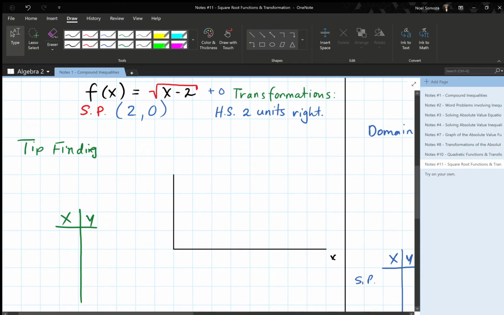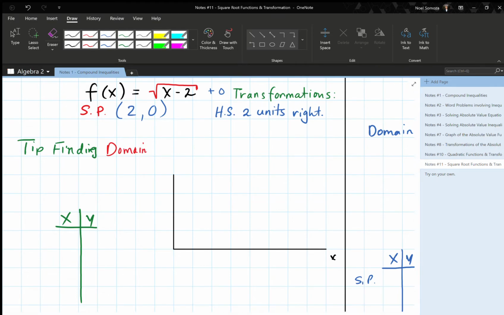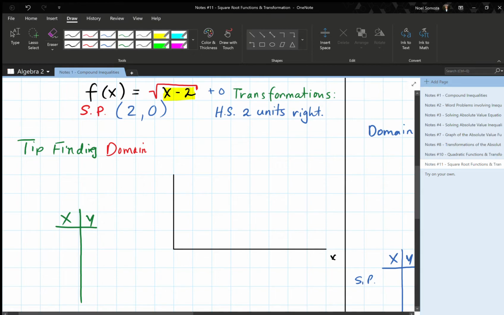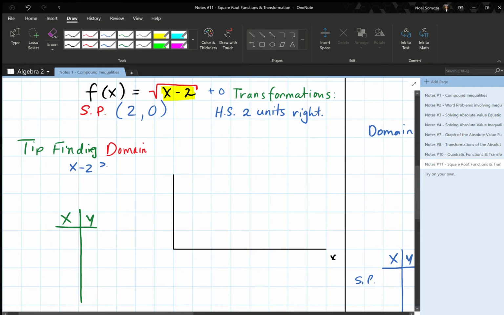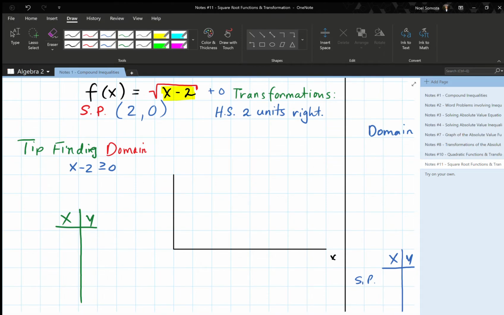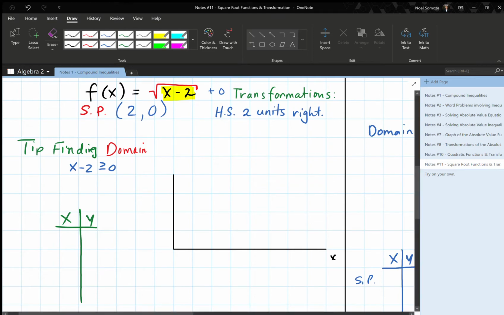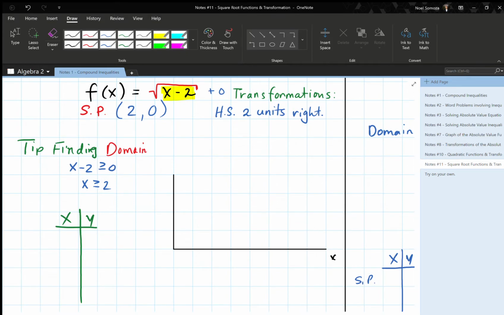All right. So when you're looking for a domain algebraically, what you do is you set up the inside, which is just this piece, x minus 2. You want this to be greater than or equal to 0. Okay. When you solve it, then it tells you what x values you're allowed to pick. So in this case, if I solve it, then I simply get x greater than or equal to 2. So my domain has to be numbers that are equal to 2 or bigger than that. I can't pick numbers that are smaller than that.